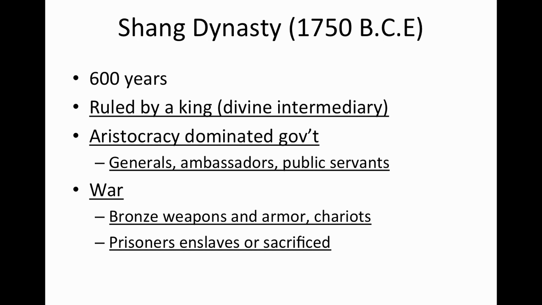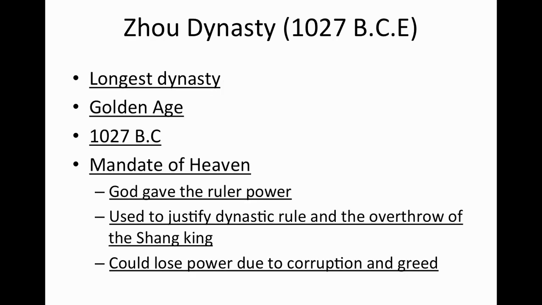You guys are pretty much experts at this. China was also ruled by a king who believed he was given that position through some kind of divine intermediary actions. War was very common during the Shang dynasty. Those bronze weapons were utilized quite a bit. The Zhou dynasty is the dynasty that's probably more important to remember. Around 1027 BC, it's the longest dynasty in Chinese history.